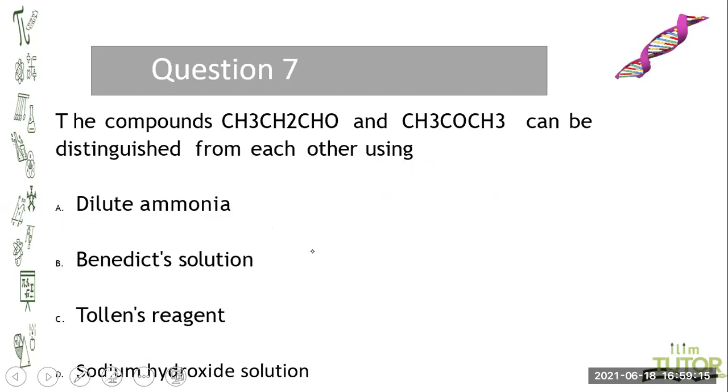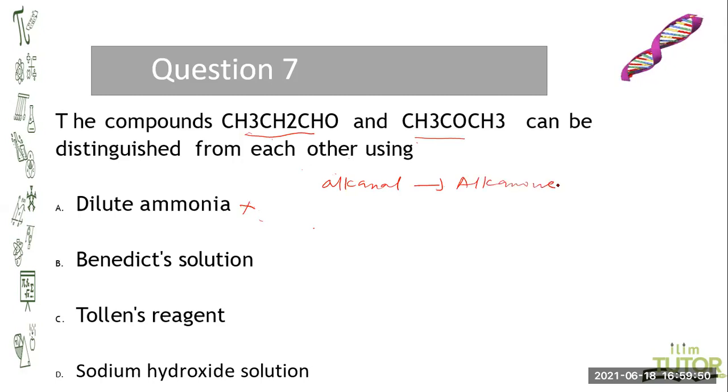The compounds, this and this, can be distinguished from each other using what? All right, let's look at what we have here and what we have here. The first substance is basically an alkanal, while the second substance is an alkanone, which is a ketone.